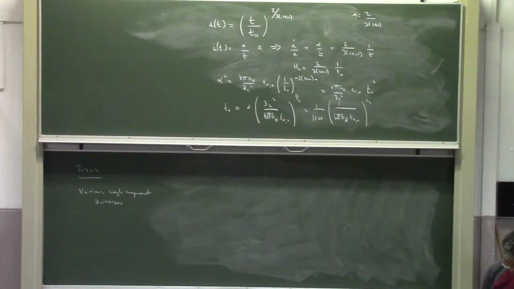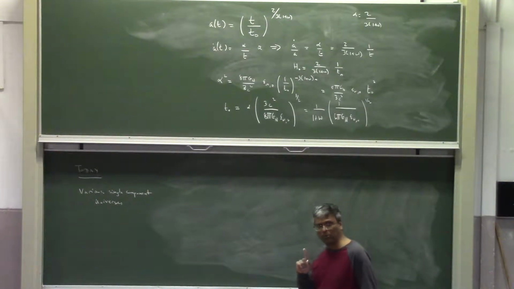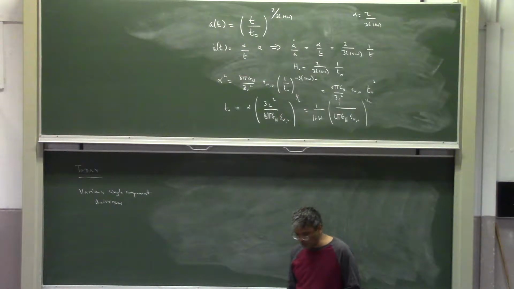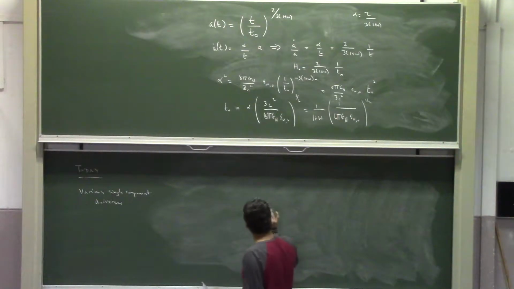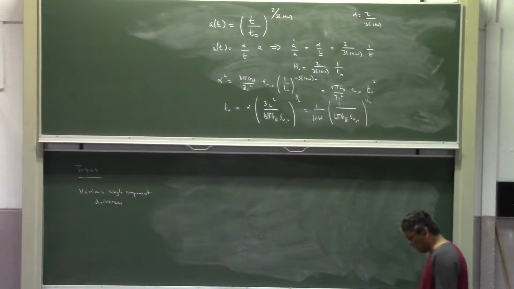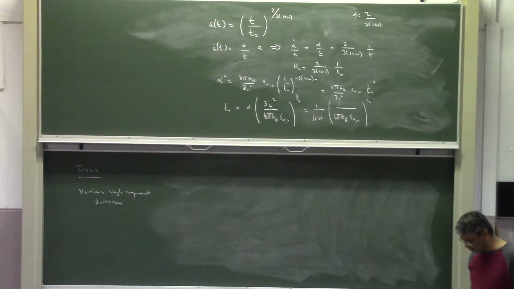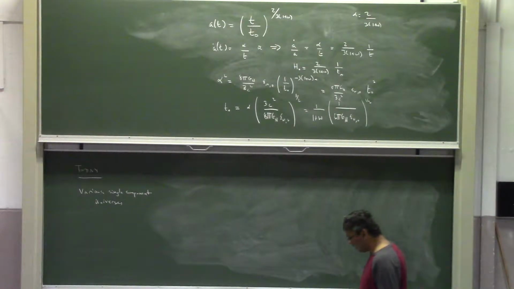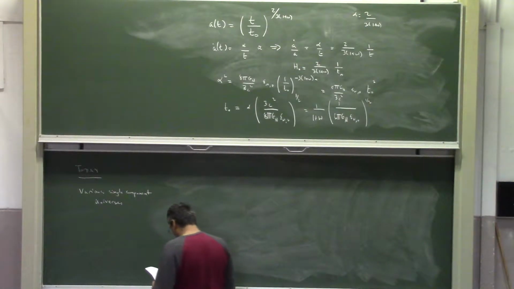Okay, so we looked at a spatially flat universe with a single term inside. The single term has an equation of state parameter w, and we measured various quantities, the Hubble parameter and the age of the universe in this scenario. So let's notice a few things.